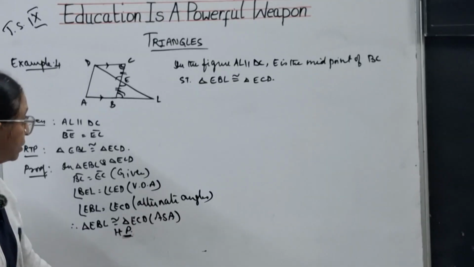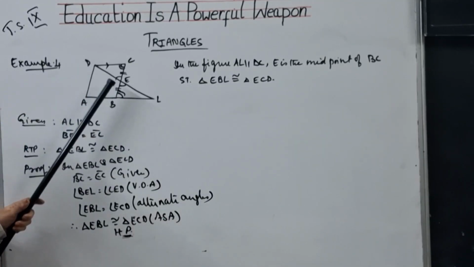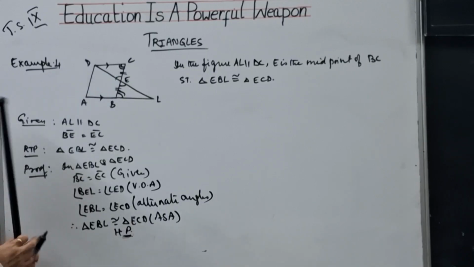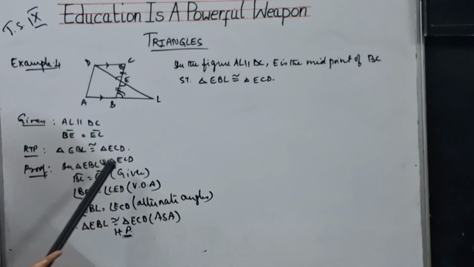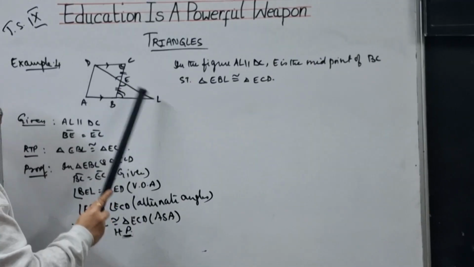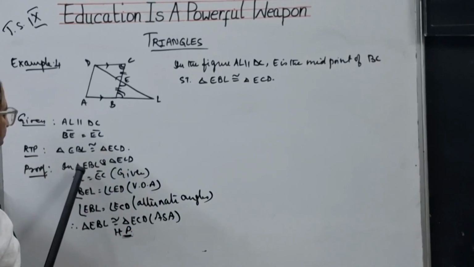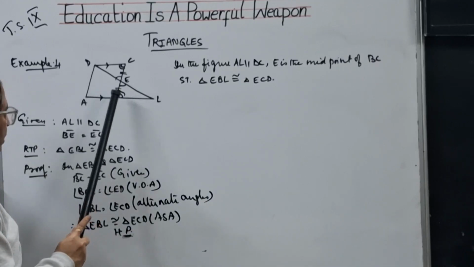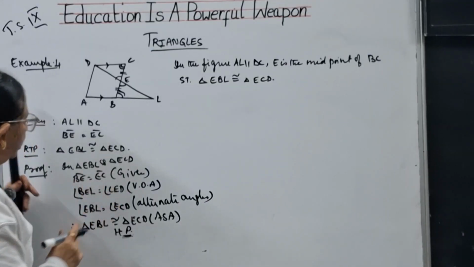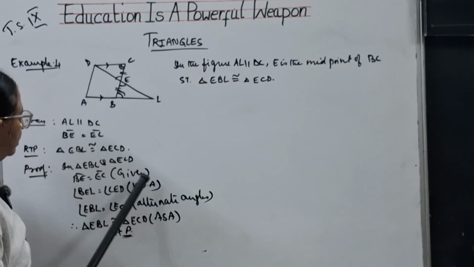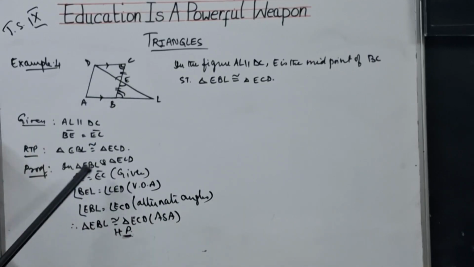What did they give in this figure? CD is parallel to AL, they have given. E is the midpoint of BC, they have given. So now you have to prove that triangle EBL is congruent to ECD. We have taken these two triangles. BE is equal to EC, that is given to us.